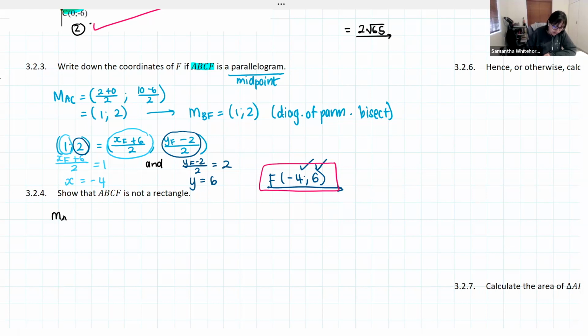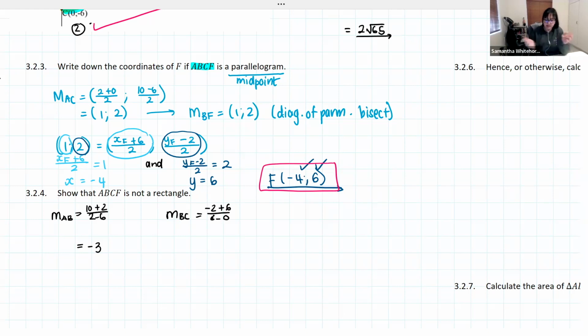So the gradient of AB, we would need to say 10 plus 2 over 2 minus 6. If you did it the other way, that's fine. But you get a gradient of negative 3. The gradient of BC is equal to minus 2 plus 6 over 6 minus 0. Again, if you did it the other way, it doesn't matter. You get the same answer.